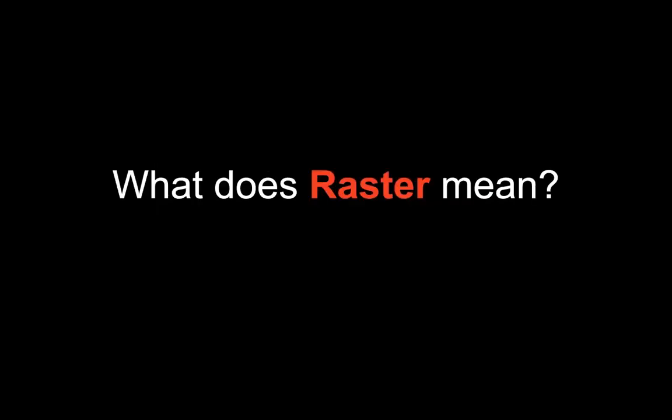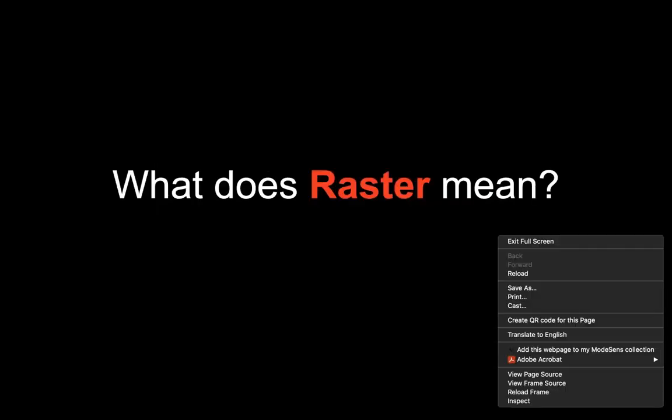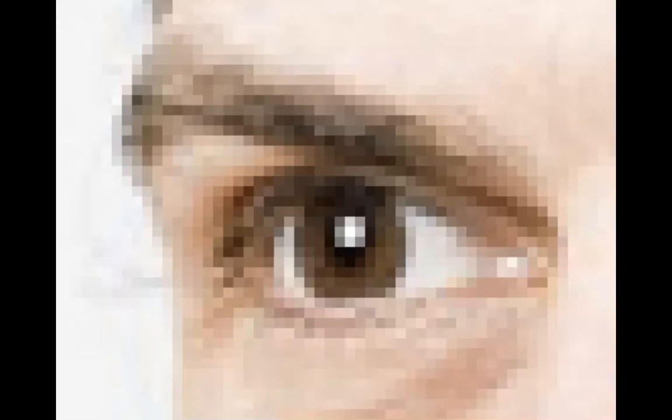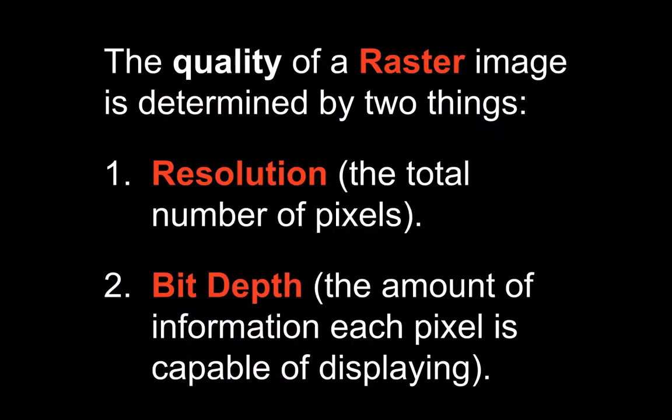Raster graphics. So, what does raster mean? Raster-based software uses a grid of pixels or dots to simulate a continuous tone image. It's basically bitmap information. See, they're like little rasterized, pixelated squares of data.